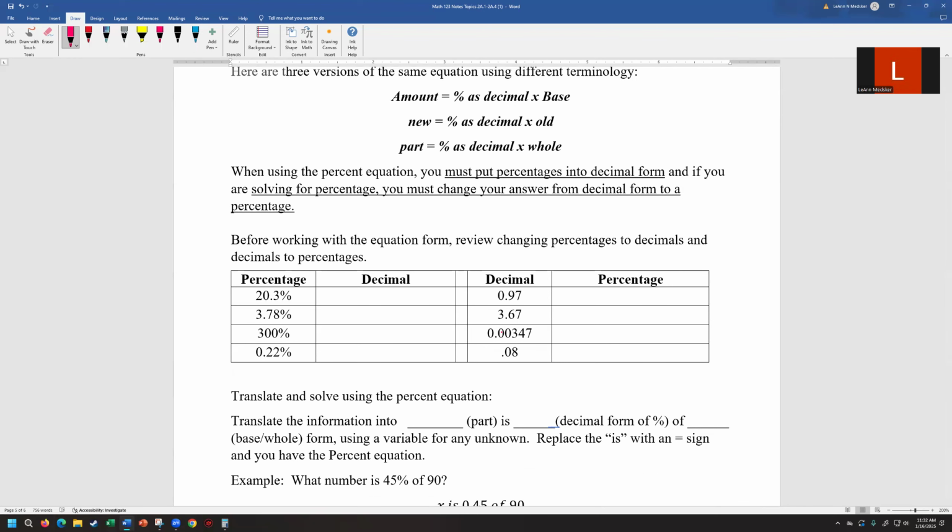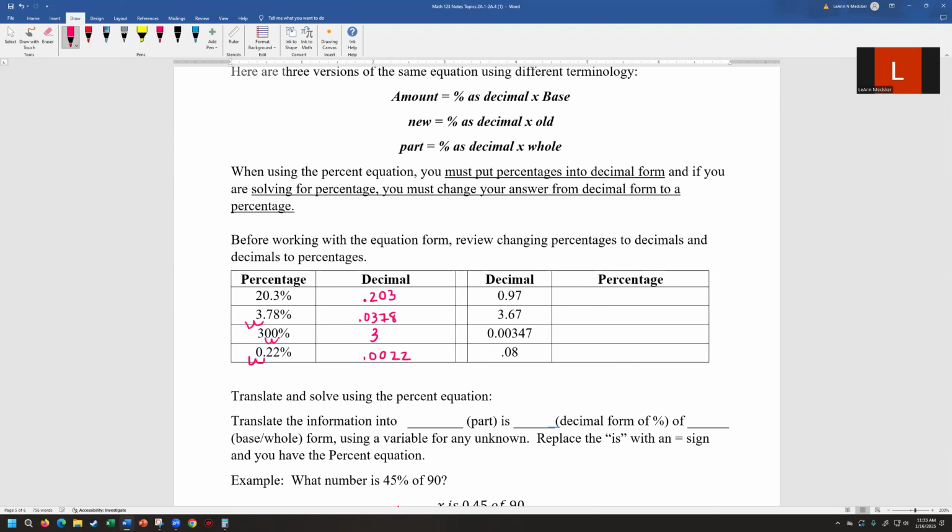So remember, changing from percent to decimal, you move your decimal 2 places to the left. So this would be 0.203. This one, we'd have to add a 0, so that's going to be 0.0378. This one, the decimal's at the end, so if you move it 2 places, because that's all we do, we're dividing by 100 essentially, you'll just get 3. And this one's going to get even smaller, so that'd be 0.0022.